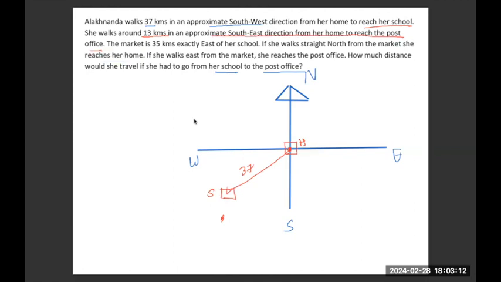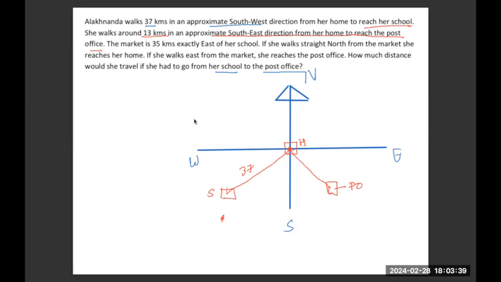She walks 13 kilometers from her home in approximately a southeast direction to reach the post office. So from her home here, she walks 13 kilometers to reach the post office. Now, please note I've kept it along a similar axis. That's because the next part says that the school and the post office are in the same line.